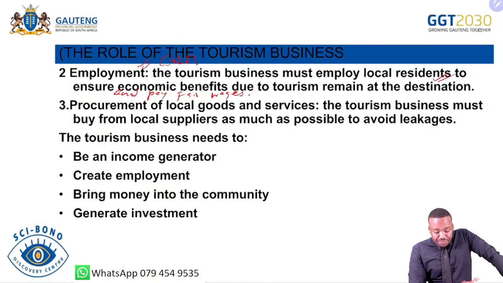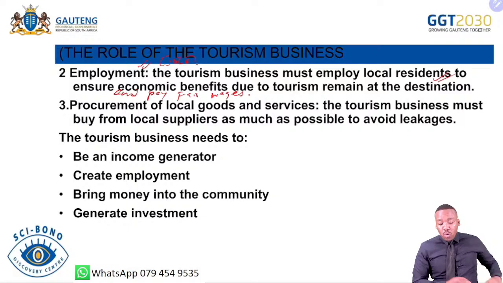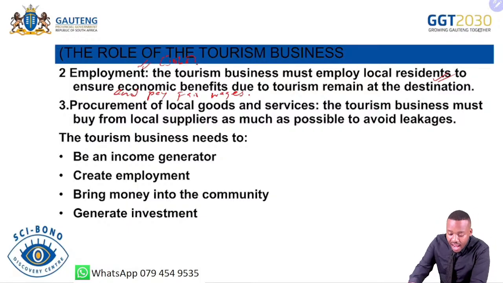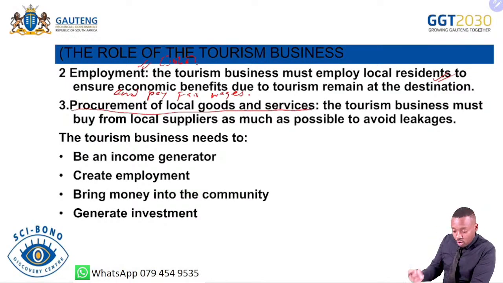Provide employment. Then number 3, in terms of the economic pillar, we are saying in terms of procurement, remember this is where you are buying. A big hotel, obviously, needs a supply of cleaning material, a supplier of food, a supplier of vegetables, and so on and so on. So we are saying the business has to buy local. Procurement of local goods and services. So if you want to be a sustainable tourism business, you must buy from local suppliers as much as possible to avoid what?